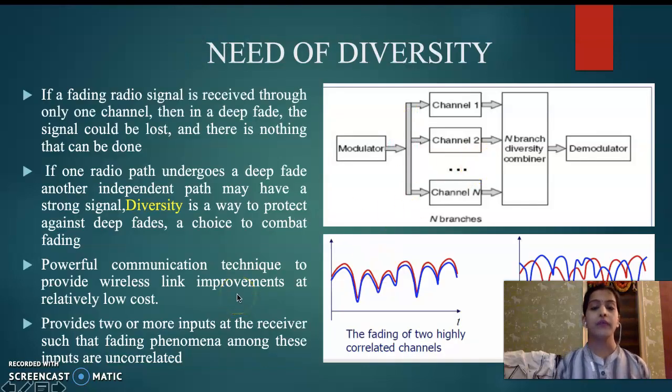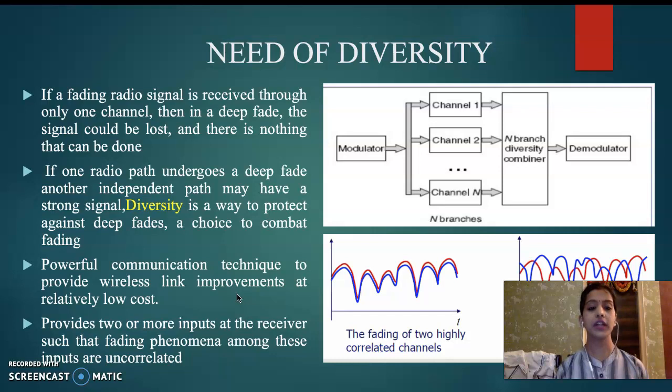Then we have to know what is the need of diversity. If a fading radio signal is received through only one channel, then in a deep fade the signal could be lost and there is nothing that can be done. If one radio path undergoes a deep fade, another independent path may have a strong signal. Diversity is a way to protect against deep fades, a choice to combat fading.